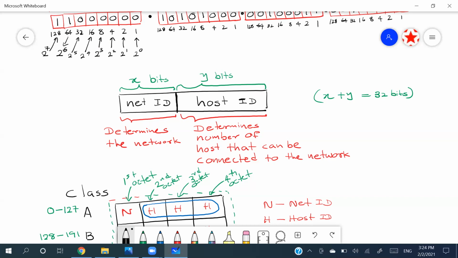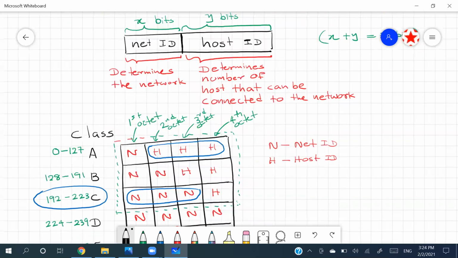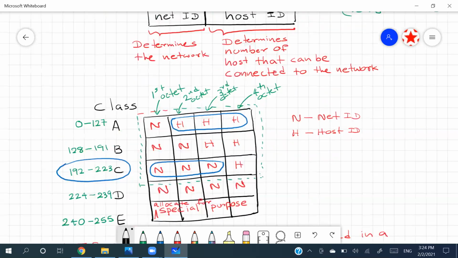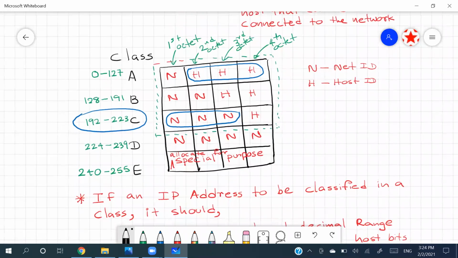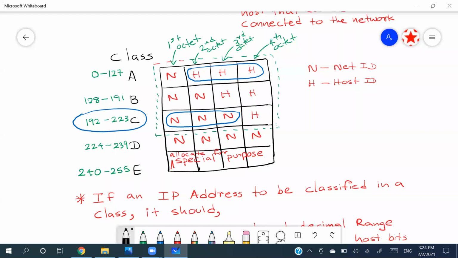Right? So then we talked about the classes within the IPv4 address. So I told you there are 5 types of classes, which are A, B, C, D, and E. And we talked about how the net ID and the host ID are placed inside these classes.